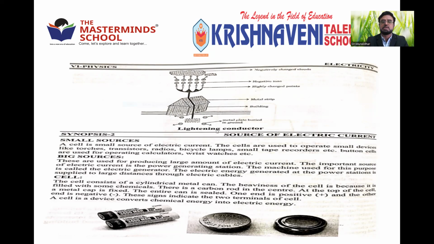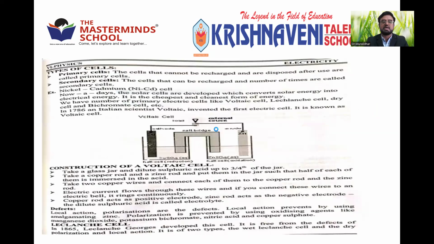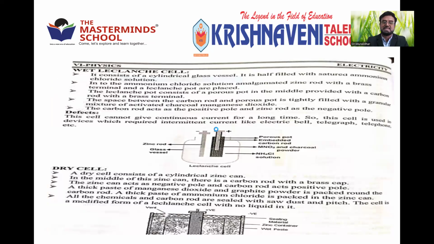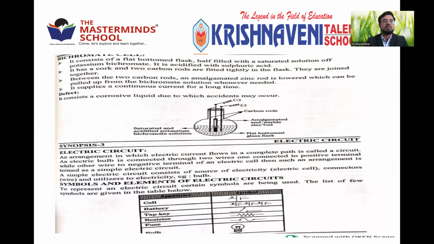Again, the second synopsis is to discuss the source of electric current. Various types of cells are there, liquid cells, dry cells, right? All this we'll use in our regular time. Then the electric circuit, very, very important, which we will discuss in the last class. That is our test 6 syllabus, this only. About electric circuits, synopsis 3 and synopsis 4.